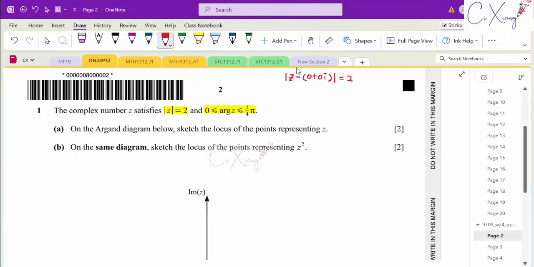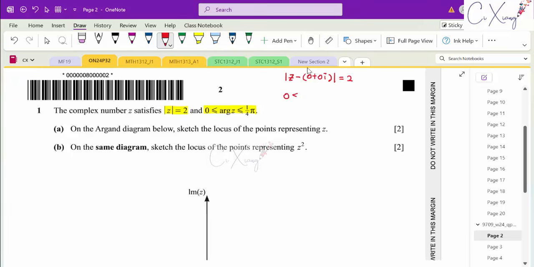Modulus means distance, right? And if you try to plot all the points of z, you will get the locus, which is a circle. A circle with the center 0, 0 and with the radius 2. So we already know that this is a circle, yeah? Then let's continue. For the second inequality, they are saying that the argument of z is between 0 and pi over 4.